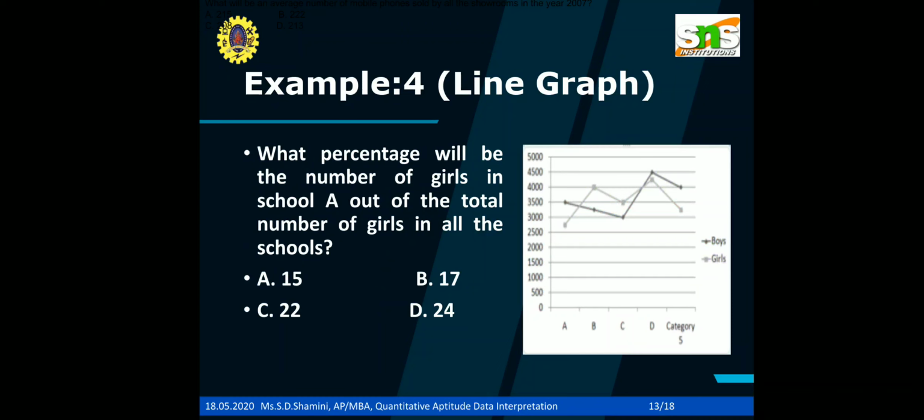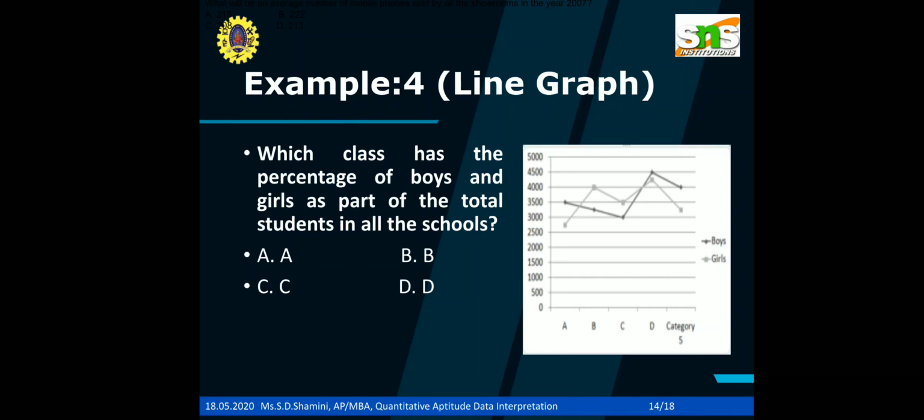So what percentage will be the number of girls in school A out of total number of girls in all schools? So எல்லா ஸ்கூல்ஸில் இருக்கிற கேர்ள்ஸ் you have to first find it out. அப்போ எல்லா ஸ்கூலில் இருக்கிற கேர்ள்ஸ் நம்பர் maybe around 2750, 4000, 3500, 4250 and 3250. ஓகேவா? So டோட்டலாக 17750 வரும். அதில் ஏ ஸ்கூலுக்கு மட்டும் பார்க்கணும். அப்போ ஏ ஸ்கூல் 2750. So 2750 divided by 17750 into 100 போட்டோம்னா you will get 15.4%. So நம்மளுக்கு நியரஸ்ட் ஆப்ஷன் பார்த்தீங்கன்னா ஏ ஆப்ஷன் 15%. So you have to select A.